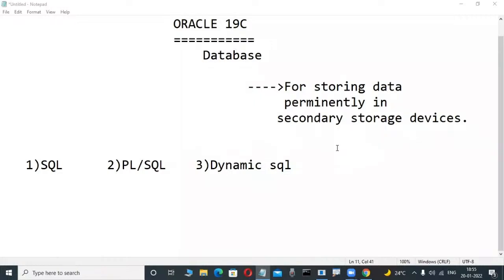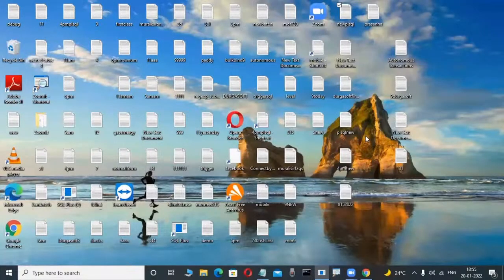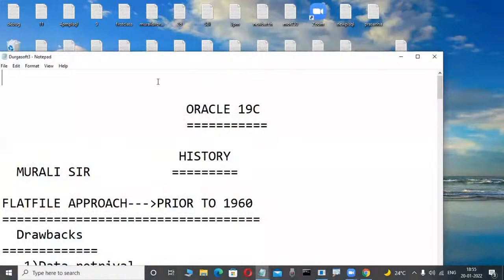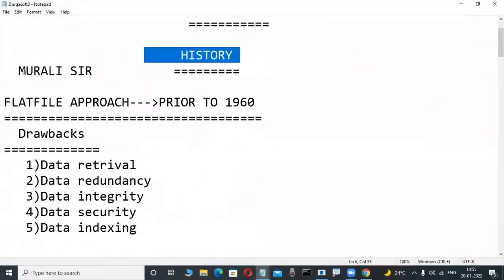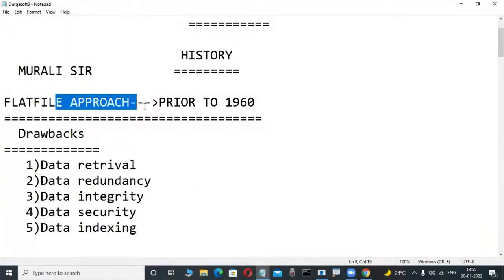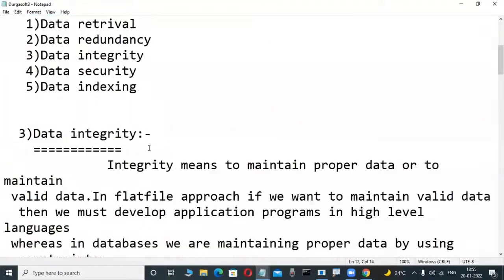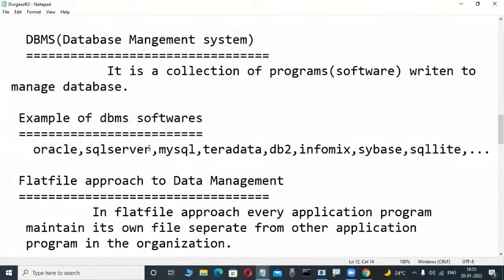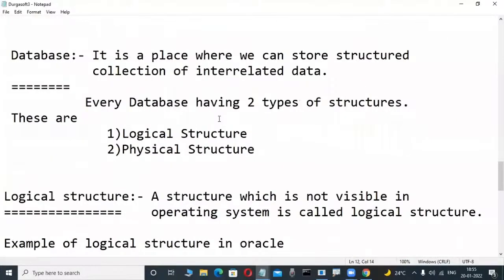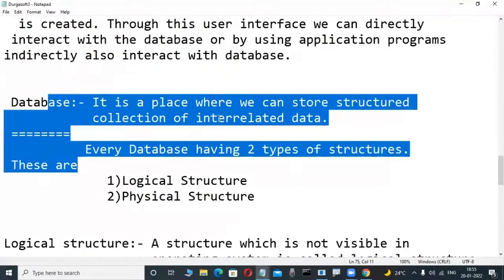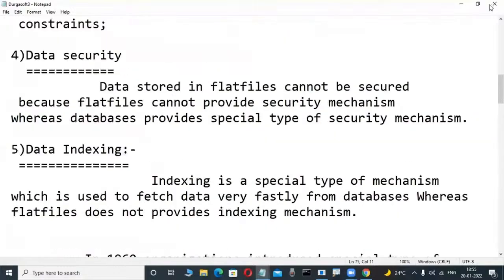In this course, we are covering SQL, PLSQL, and dynamic SQL along with this. One of these days, we will also tell the history, not Murali Sir's history, but the history of databases. In the olden days, the flat file approach was there, and what the drawbacks were. Then what is a database, what are DBMS and RDBMS, and what are the differences. We are learning these things one of these days.